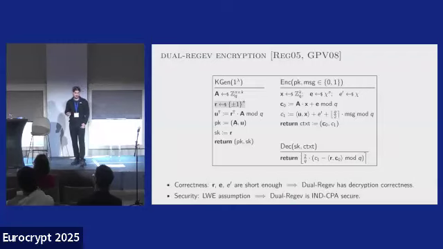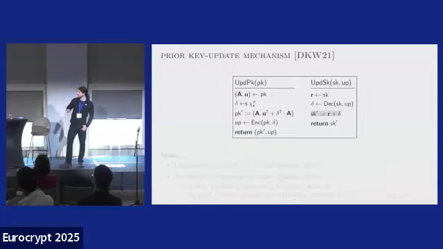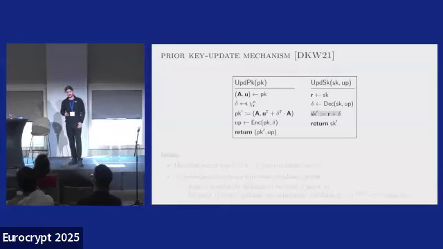The security is based on the LWE assumption, but what really matters here is that this long-term secret key R needs to be short enough for the decryption correctness to hold for this scheme. So let's equip it with the update mechanism from TCC21, which I think nicely illustrates how these things usually go with lattices.